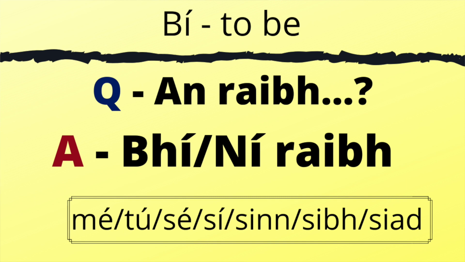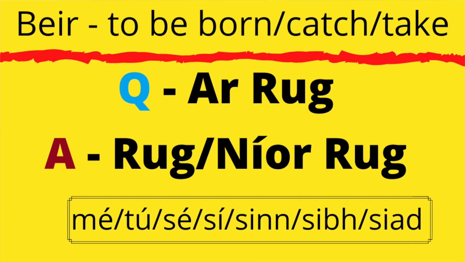Let's move on then to the Irish verb beir. Beir is used to say that you caught something, or it can be to take, or it could also be to bear, as in to be born as well. So the question you could ask is ar rug, and then the potential answers rug or níor rug, and then you would add in the prepositions that suit the sentence. Remember, this is all in the past tense.